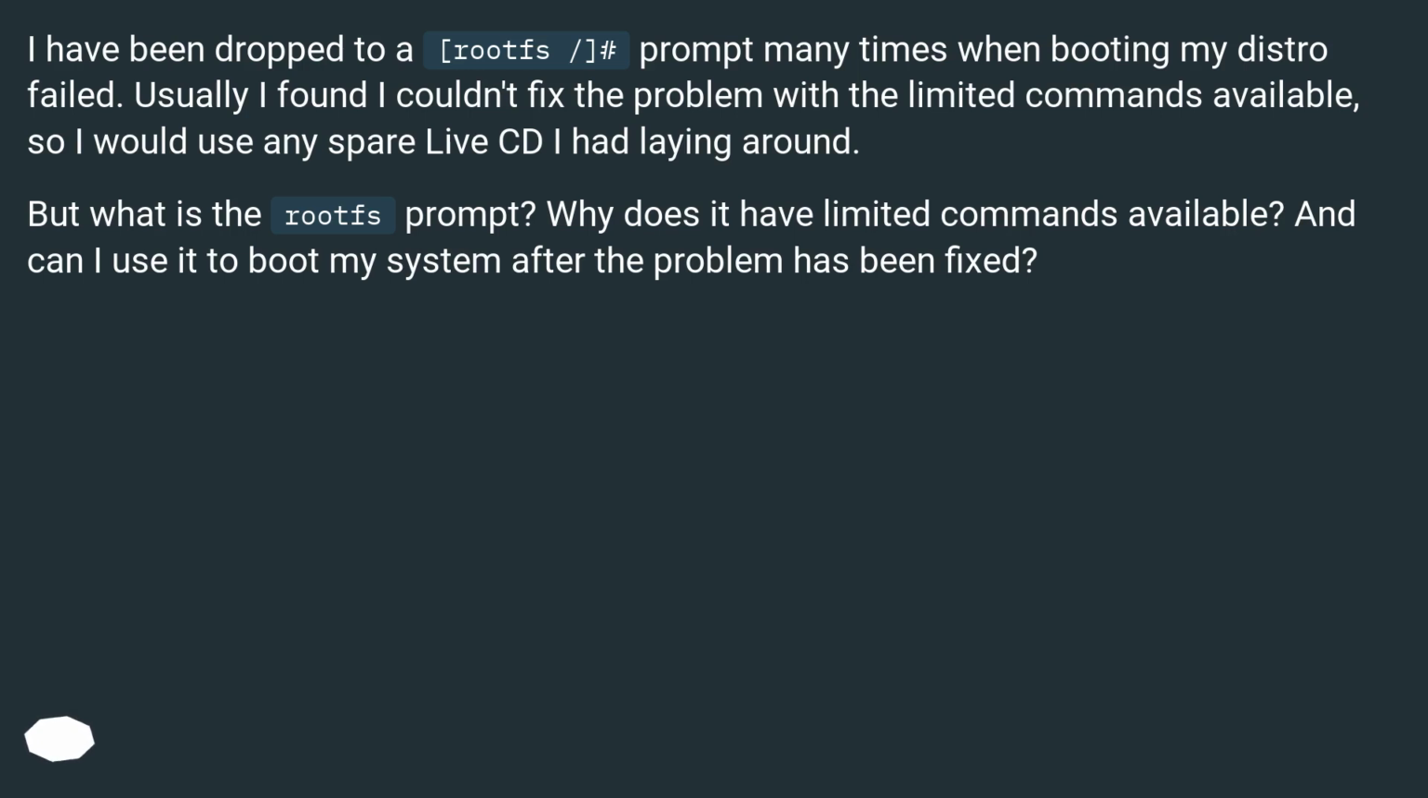But what is the rootfs prompt? Why does it have limited commands available? And can I use it to boot my system after the problem has been fixed?